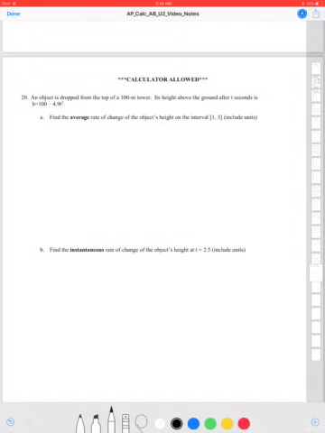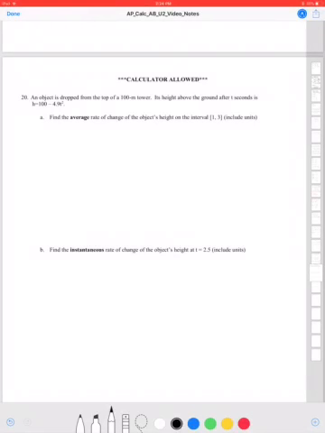All right, now we're moving on to the calculator active section, which is great. So we're going to be using the calculator either just to add and subtract and multiply and that kind of thing, or you might be using Math 8 to find the derivative instead of doing it by hand to help us with the problem. So for number 20, an object is dropped from the top of a 100-meter tower.